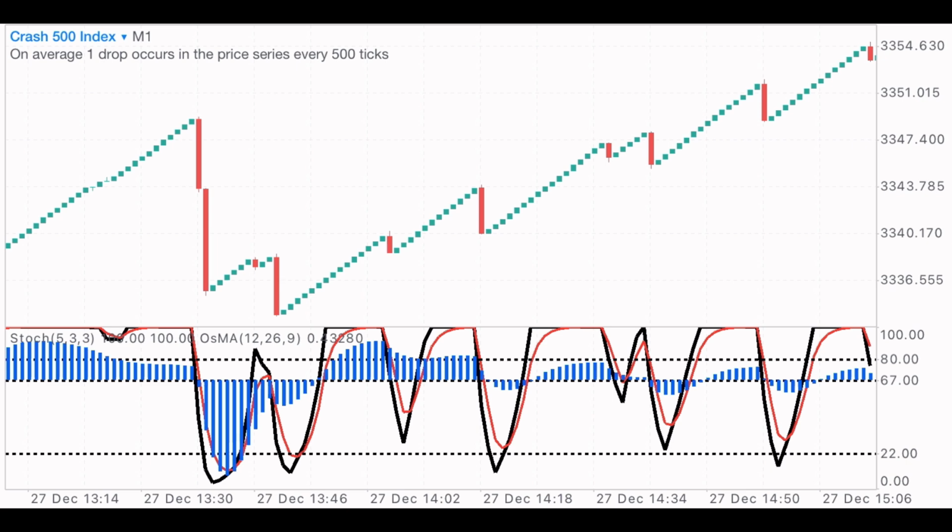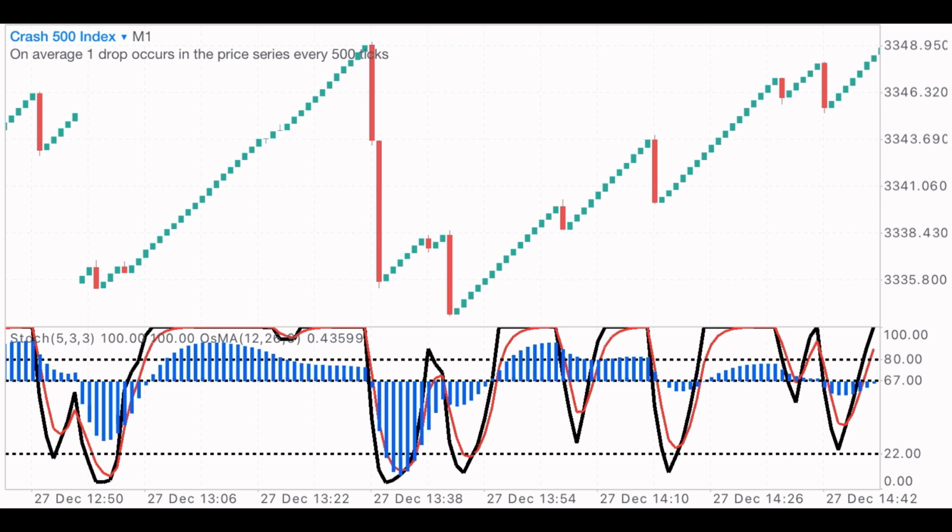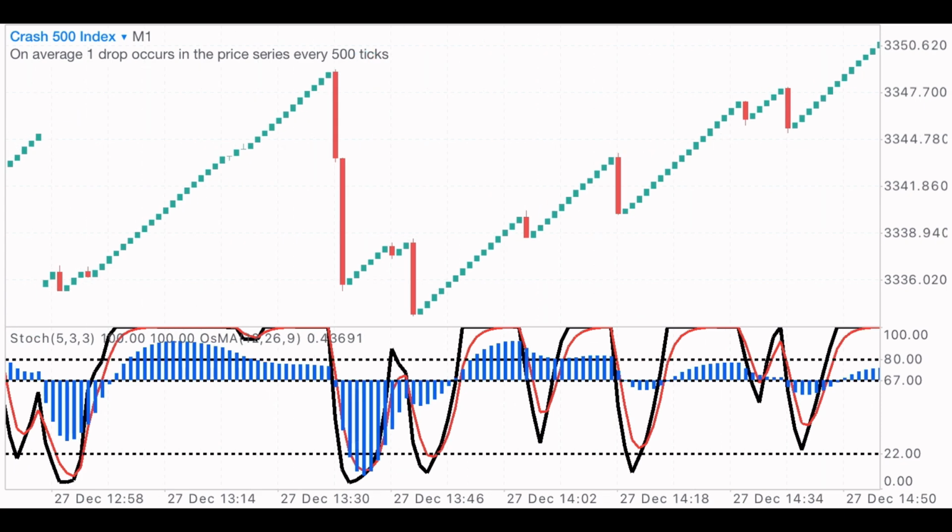You use the stochastic oscillator and the moving average of oscillator, right? And we're doing this on the 1 minute time frame, right? So we can go to a higher time frame on the 1 minute time frame.